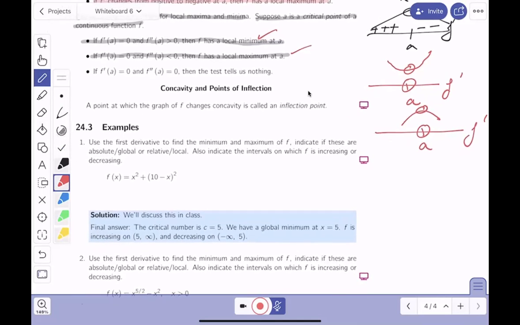All right, so they go on to say, if f prime of A is equal to 0 and f double prime equals 0, the test fails. It tells us nothing. Carefully look at your pictures. That's what we're going to say about this over here. So, concavity and points of inflection: points at which the graph of f changes concavity. It's got to be on the graph, though. If it's not on the graph, it's not a point of inflection. It's going to be called an inflection point. It must be on the graph of f.